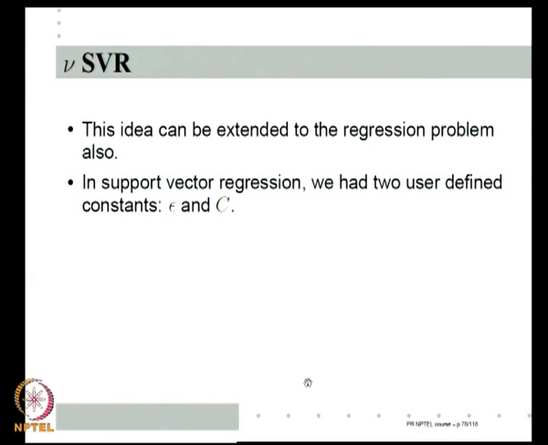In the regression problem, what are the user defined constants? One is epsilon. Epsilon tells me, if you recall your support vector regression algorithm, we are using the so called epsilon insensitive loss function. So, in that sense, epsilon tells me the allowable error range. If the difference between the actual value and my prediction is less than epsilon, I suffer no loss, unlike in the least squares case.